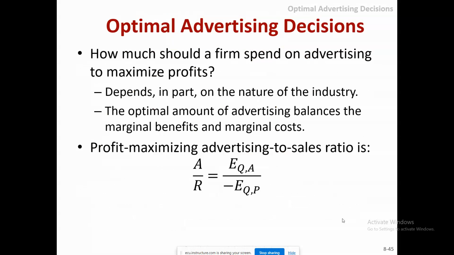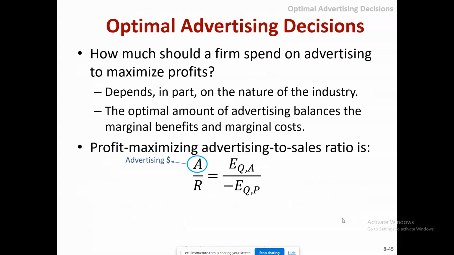For the optimal amount of money to be spent on advertisement to maximize profit for monopolistic competition firms, it depends on the nature of the industry. But after all, it is a marginal analysis question. The fundamental rule is marginal revenue equals marginal cost.